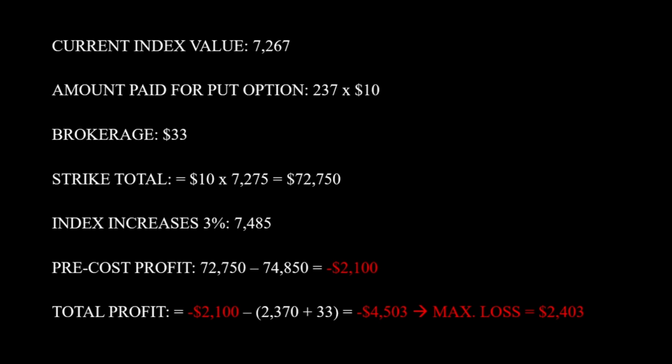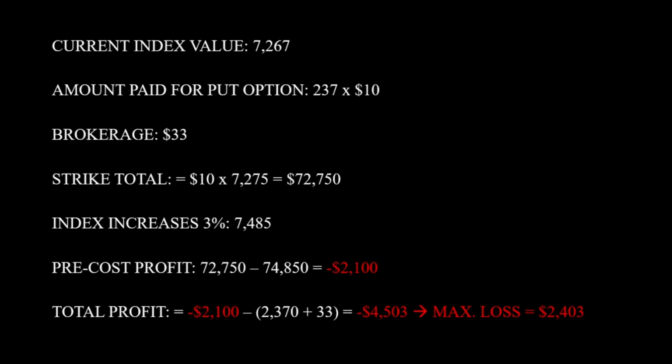Now, let's say the index increases 3%, which is very, very likely in the current market, and that takes it to 7,485. That's for the XJO ASX 200. Now, the pre-cost profit in this particular case is actually a loss. It's $72,750 minus the current market price mentioned in terms of the multiplier times the particular points, which is $74,850. That leaves you with a loss of $2,100, okay, because you are short.